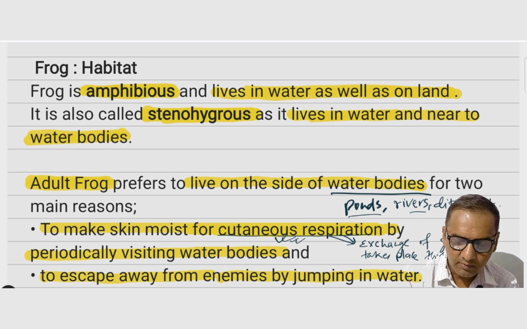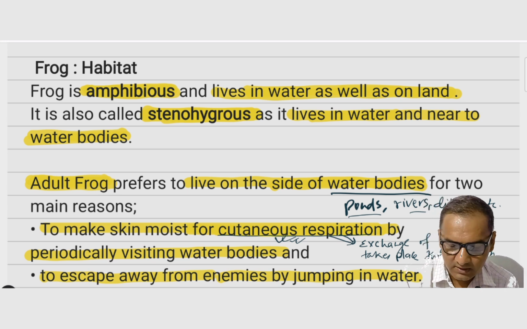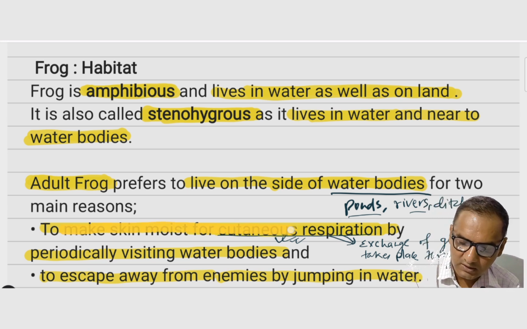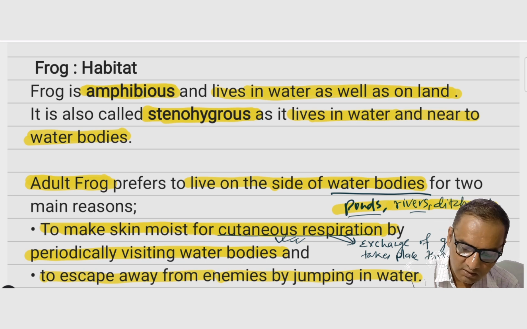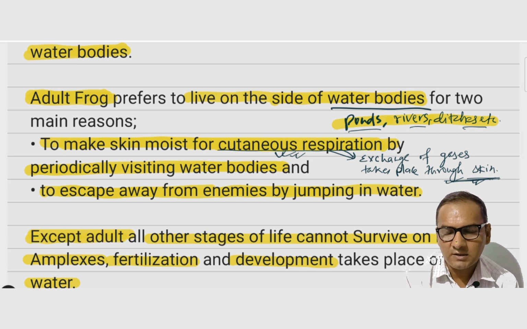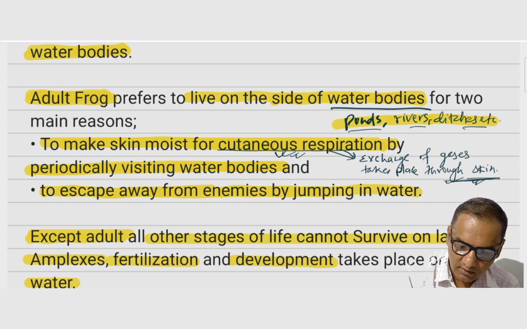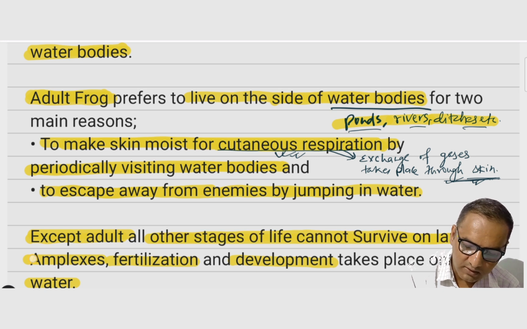And adult frog prefers to live on the side of the water bodies, and there are two main reasons for it. The first reason is to make skin moist for cutaneous respiration by periodically visiting water bodies. Water bodies means the pond, river, ditches, etc. And another is to escape away from enemies by jumping in water. And except adult, all other stages cannot survive on land, and all the processes, amplexus, fertilization, development, take place in water.